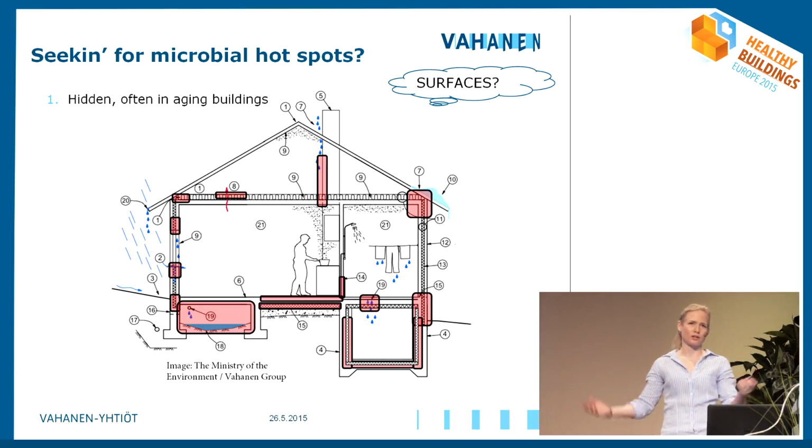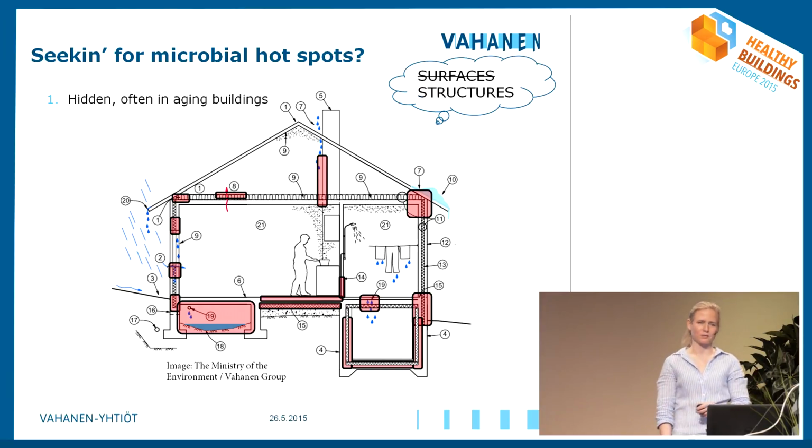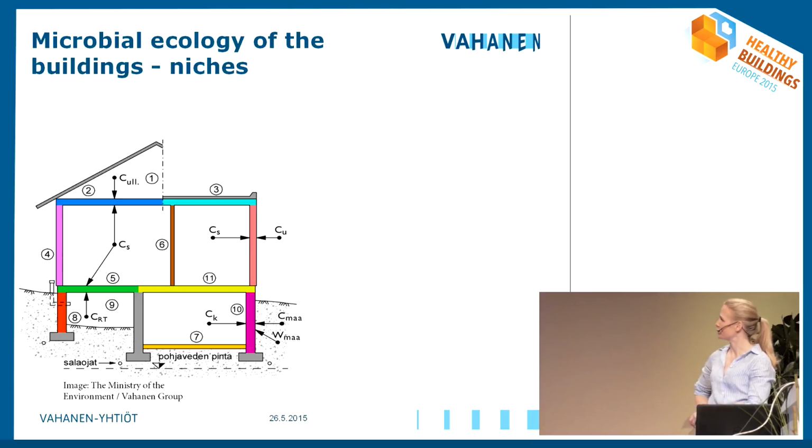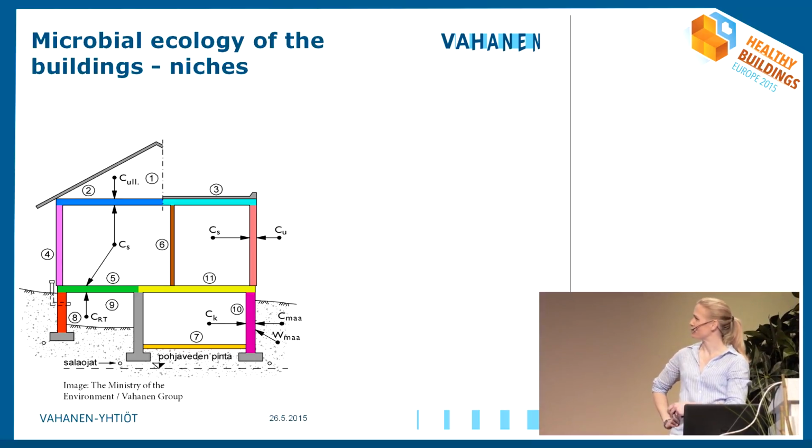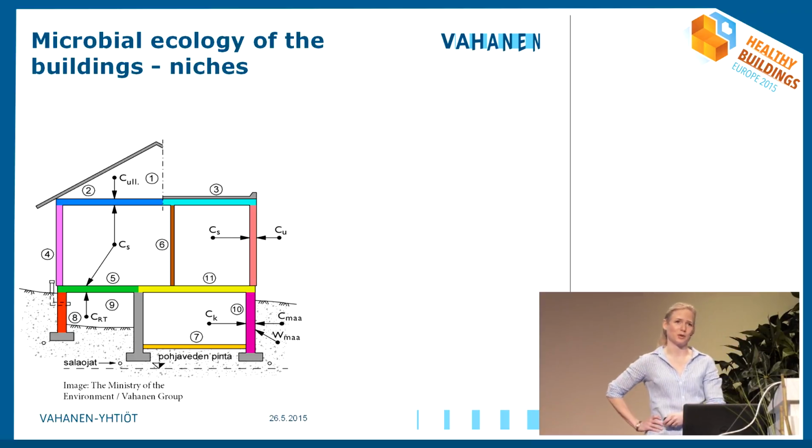So instead of looking at surfaces, we should be looking at the structures, as we probably mostly do if we go there. And talking about the niches, in buildings the conditions always make some sort of equilibrium between the indoor conditions and the outdoor conditions, and then there are various types of materials in various parts of the buildings.